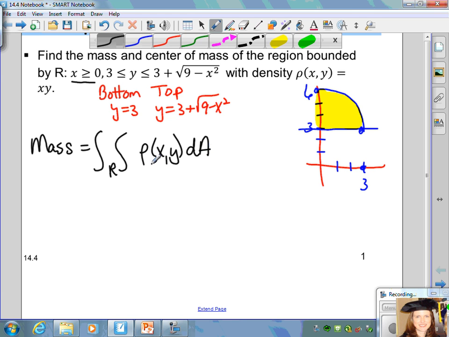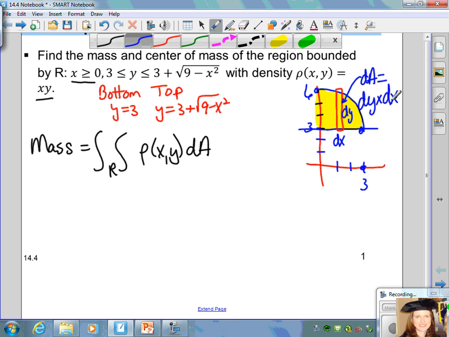Now in this case, our density function is given as x times y, and our differential area can either be dy dx or dx dy. Depending on the order, we're going to determine the proper bounds. To find those bounds, we want to draw a representative rectangle. You can do either vertical or horizontal. I'm going to use a vertical rectangle. The differential area of that rectangle, this little part here is your dx, the longer part here is your dy. So the area of that rectangle is the length times the width, dy times dx.